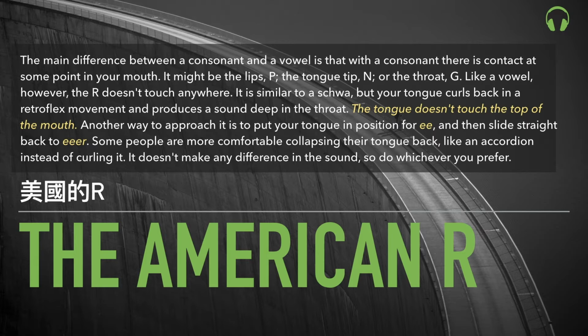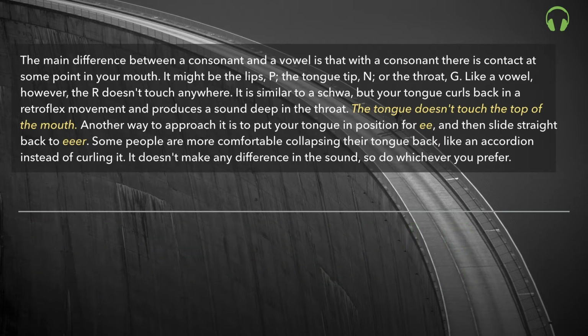Another way to approach it is to put your tongue in position for E and then slide straight back to ear. Some people are more comfortable collapsing their tongue back like an accordion instead of curling it. It doesn't make any difference in the sound, so do whichever you prefer.